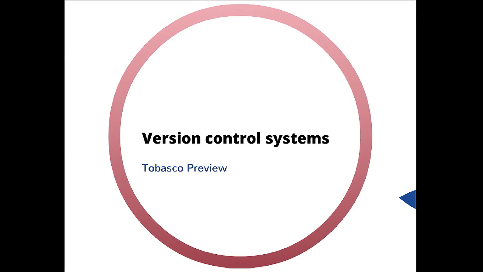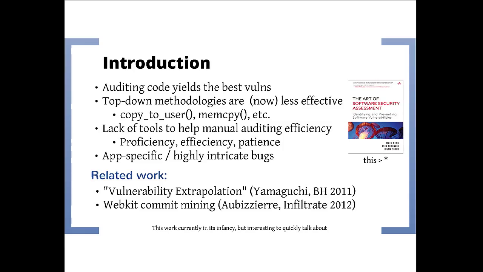Okay, so this is a preview of a tool called Tabasco. It's a pretty easy run through. I'm not going to get into it too much. It's a work in progress, but we'll see. My concept is, to introduce the topic, auditing for bugs is very different. You can't grep for things like copy to user and memcpy as much nowadays. You'll still find bugs, but the stuff that's really important, not so much. And there's a lack of tools for people who are auditing code manually.